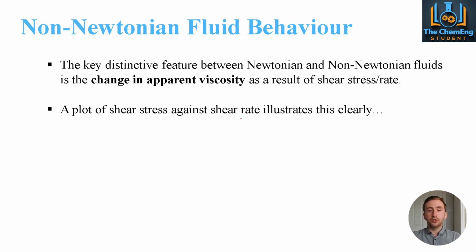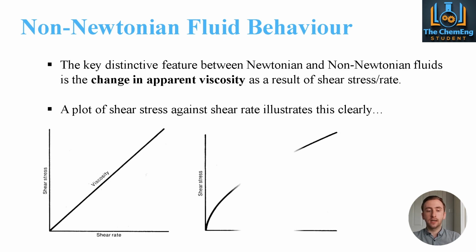Now the key distinctive feature between Newtonian and non-Newtonian fluids is the change in what we call the apparent viscosity. And this is as a result of changes to the shear stress as well as to the shear rate. So if we were to plot this on an XY graph, what we would see here is two curves as follows. We have shear rate, so that's how fast the shear occurs, and the shear stress is the magnitude or the force per unit area that is being exerted on the fluid.